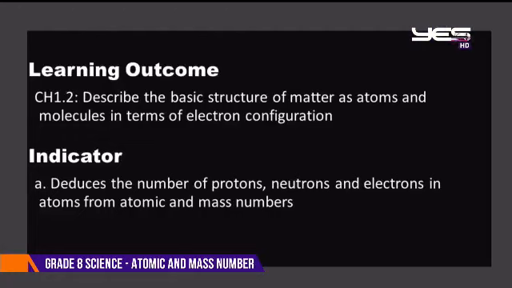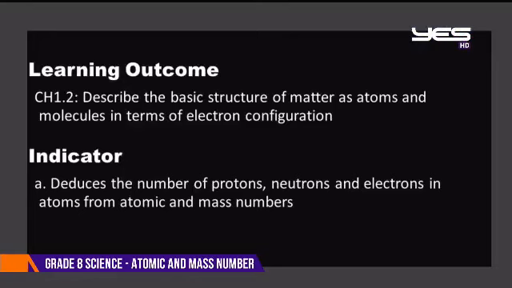And what is the learning outcome? A learning outcome is describe the basic structure of matter as atoms and molecules in terms of electron configuration. That is our learning outcome. What is the indicator? Our indicator is deduces the number of protons, neutrons and electrons from atomic and mass numbers. That is our indicator.